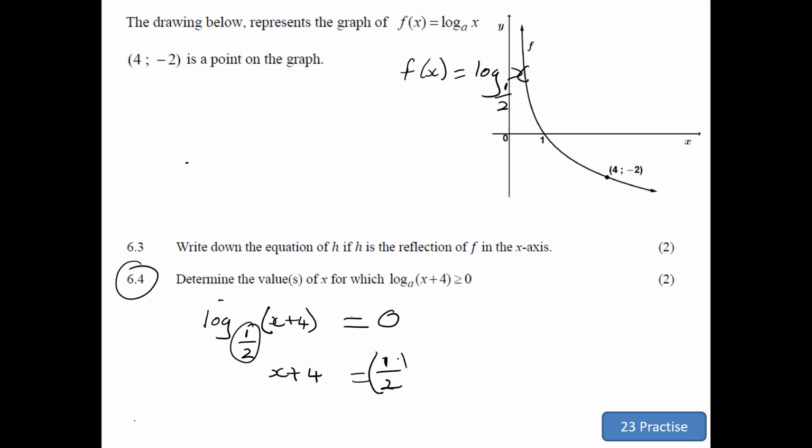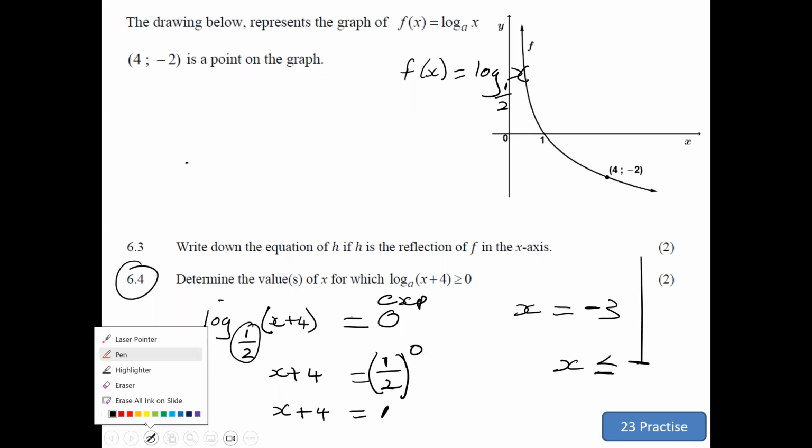And this represents the exponent. So any number to the power 0 is 1. So we're going to get x plus 4 is actually equal to 1. And if we solve for x, what do we get? Minus 3. Are we all in agreement? And remember from the previous question, we are now saying x is less than or equal to minus 3.